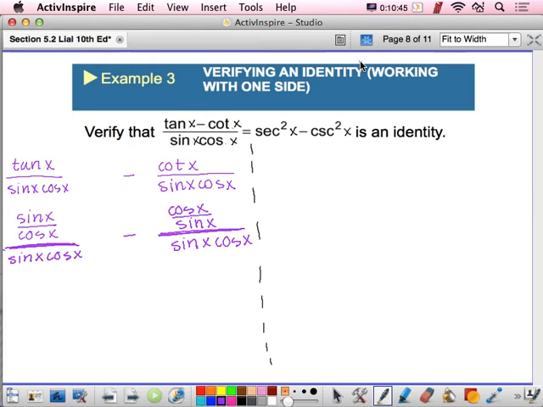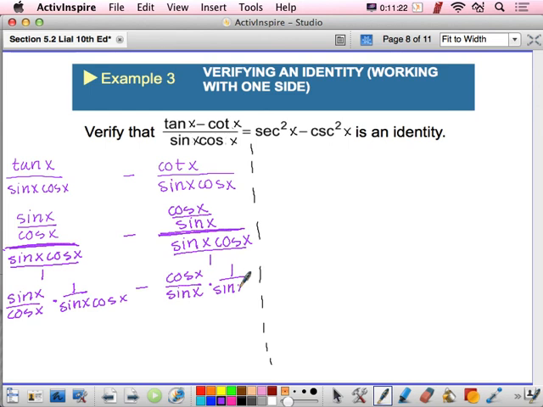Alright, so at this point, we have to figure out what to do with those fractions, and there are a couple of ways we could handle it, but for now, let's think of it this way. If I put the bottom fraction over 1, then it looks like I am dividing two fractions, and the way you divide two fractions is you keep the top and change the bottom to the reciprocal and change it to multiplication. So now we have sine x over cosine x multiplied by 1 over sine x cosine x. And for the other fraction, we have cosine x over sine x multiplied by 1 over sine x cosine x.